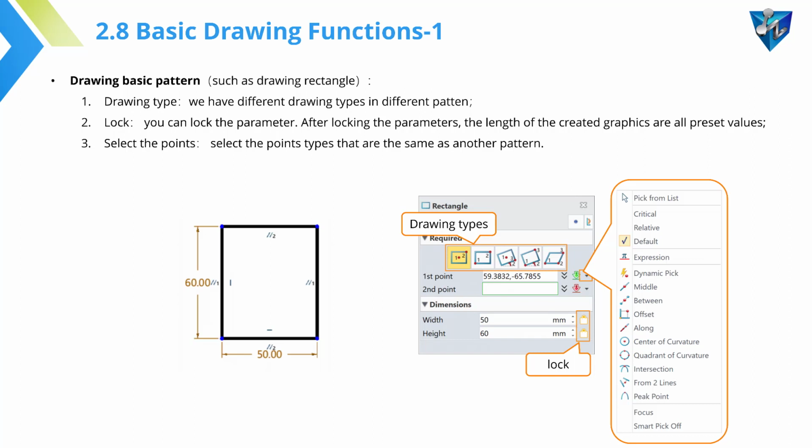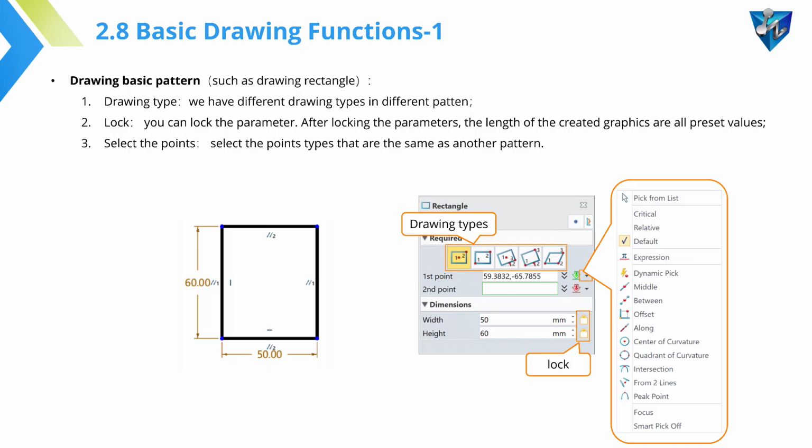So first, let me take a rectangle as an example to show you the basic drawing pattern in the ZW3D Sketch module. In ZW3D, we have different drawing types in different patterns. As you can see from this window, we have several different ways to create a rectangle. For example, you can define the center point and the corner point to create the rectangle, or you can choose the opposite corners to create a rectangle, and other ways also.